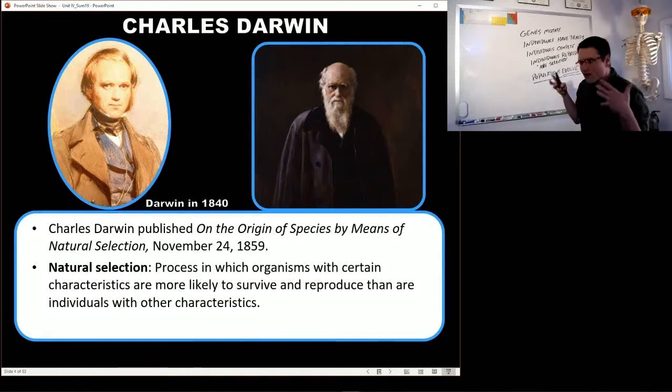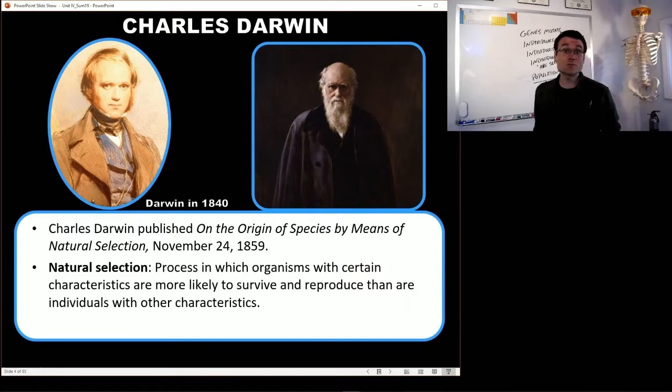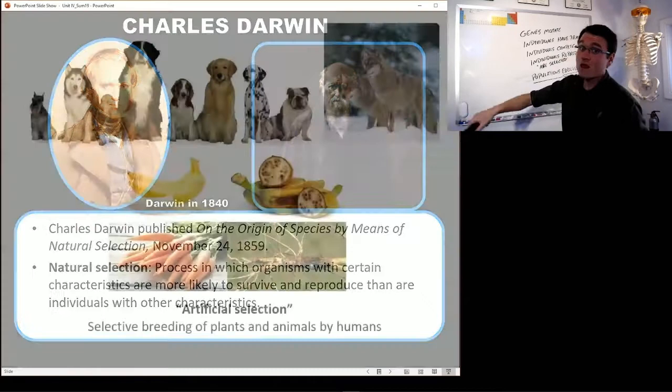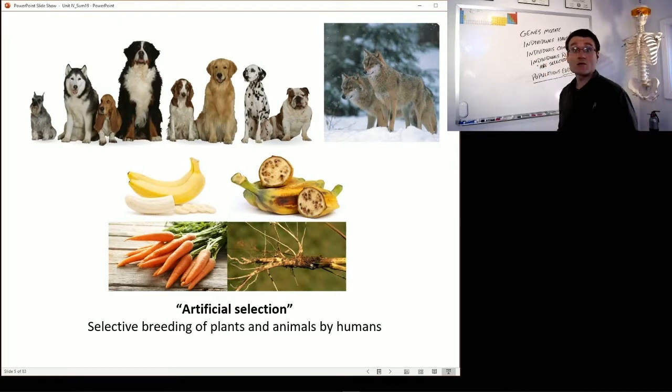So what kind of observations and experiences influenced Darwin's idea of evolution by natural selection? Well, one of them was something called artificial selection. Darwin came from a wealthy family, and this family had some experience breeding racehorses, right? So he knew about breeding certain traits into the offspring.